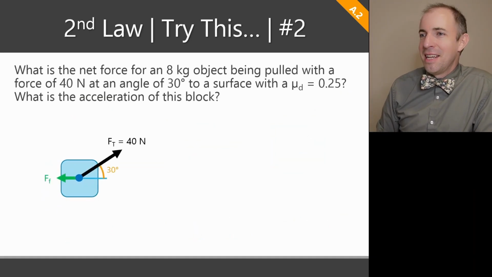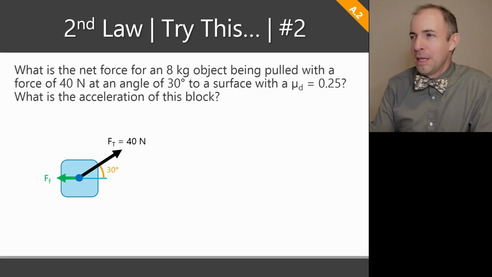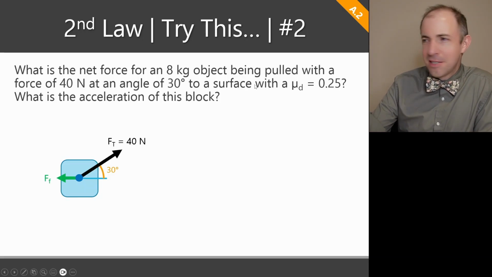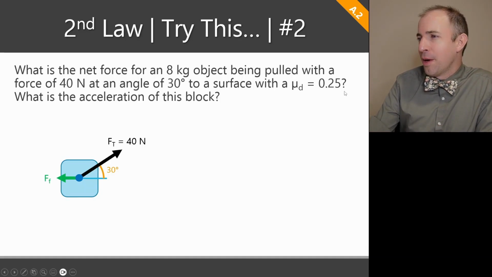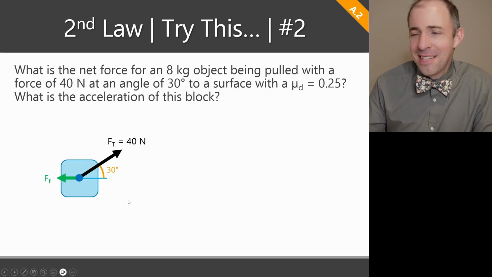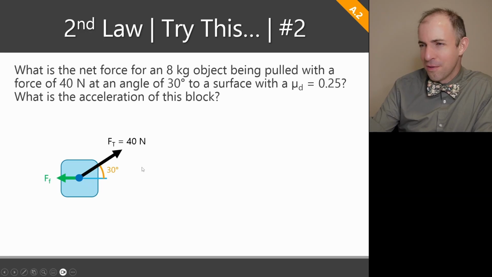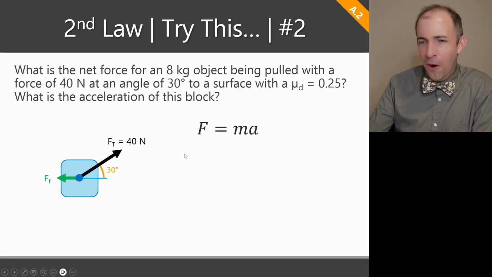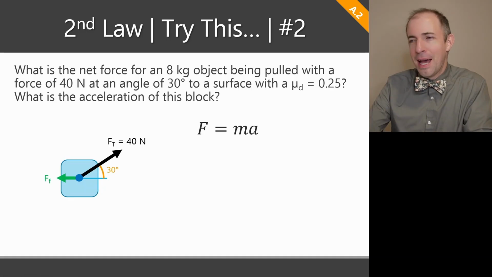Let's look at a scenario where we're trying to find the net force for an 8 kilogram object being pulled with a force of 40 newtons at an angle of 30 degrees to the surface, where mu, the dynamic friction in this case, is 0.25. What's the acceleration of the block? Now, this picture is not fully complete. There are some other forces that are acting besides this tension force at an angle and a force of friction opposing the slide. We know that if we can combine all these forces, a net force is equal to mass times acceleration.